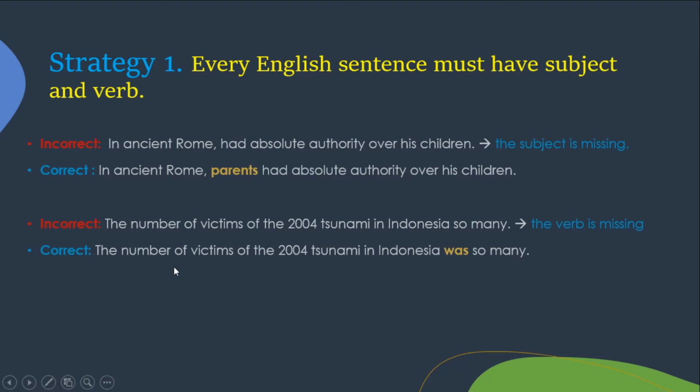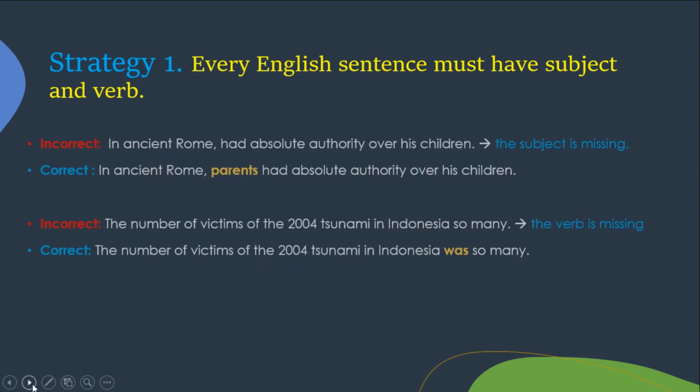Okay, and then to determine what verb is the correct one, we have to look at the subject itself. The number of victims of the 2004 tsunami. The number, it means it is singular. So we need to supply either is or was, and since there is 2004, it means it is past tense. So the correct answer should be was. So the correct sentence is: the number of victims of the 2004 tsunami in Indonesia was so many.